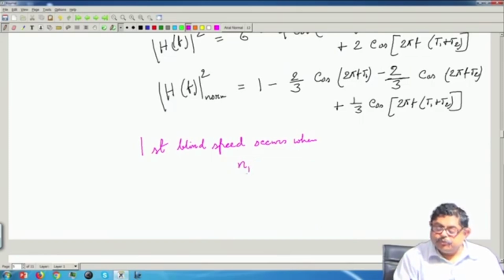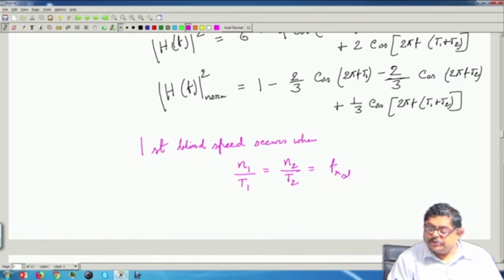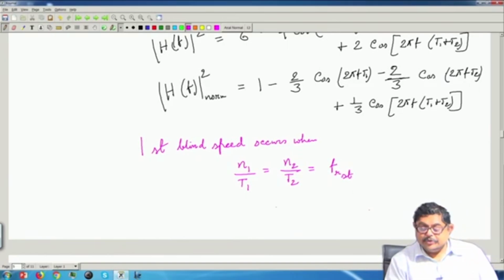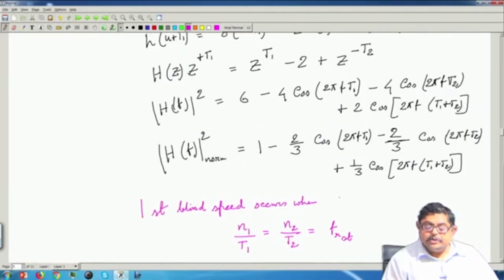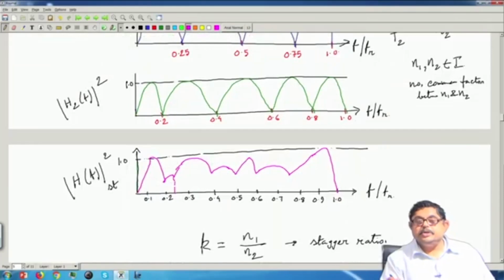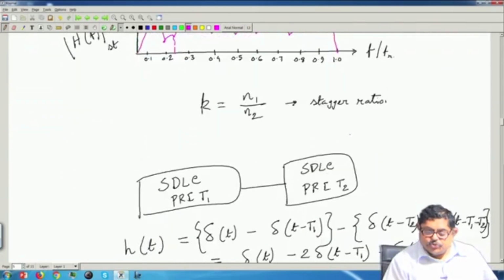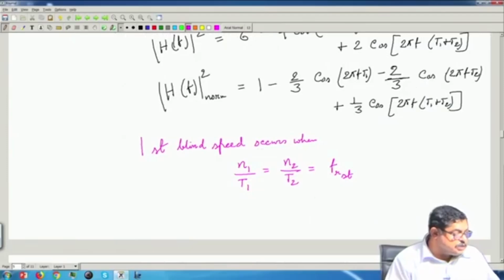when I can say from that graph that N1 by T1 is equal to N2 by T2 is equal to FR staggered. That means, basically, when the nulls are coming, some integral multiple of 1 by T1 and some other integral multiple of 1 by T2, when they are equal, then the null is coming, as in this case with 4 by 5. So, it will come at 4 into some number and 5 into some number, we know that is 20. So, at 20 it will come.